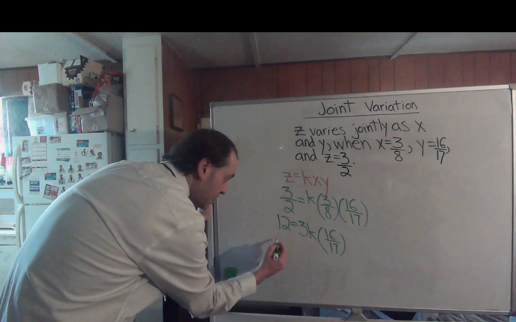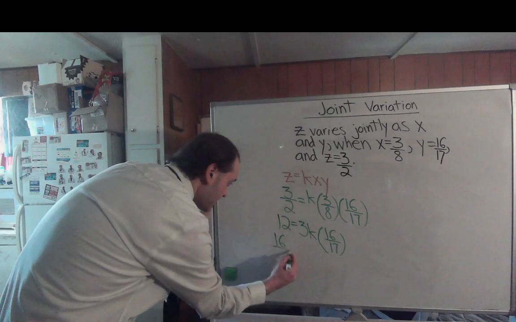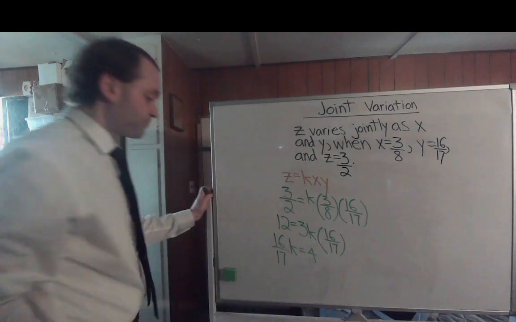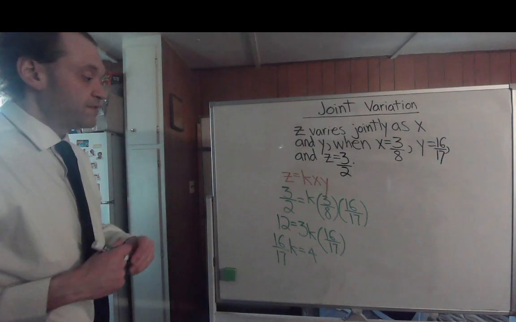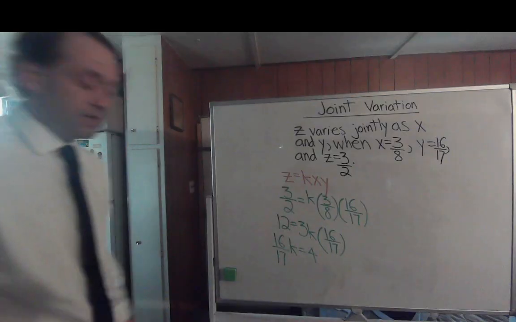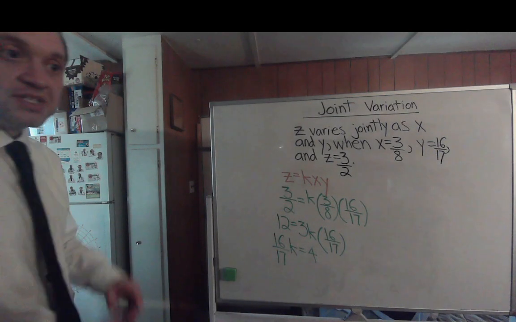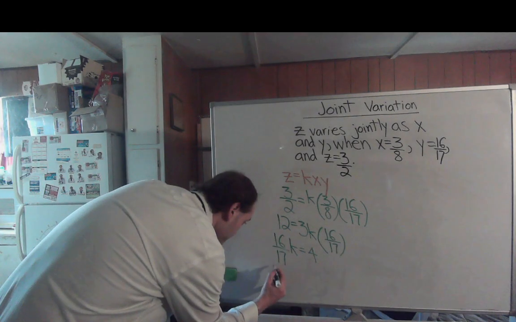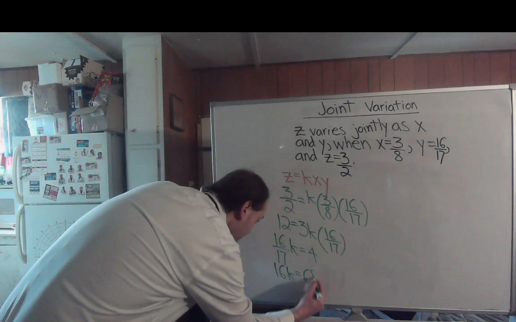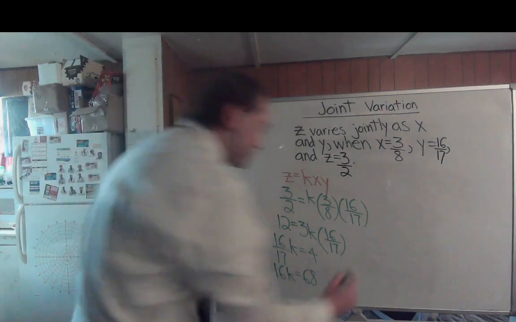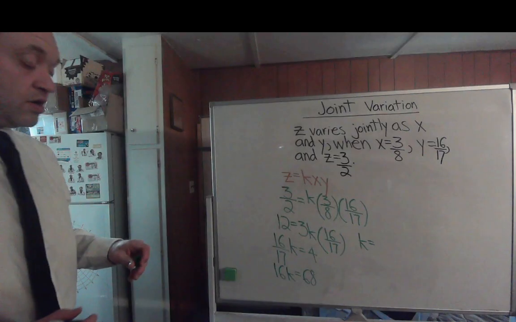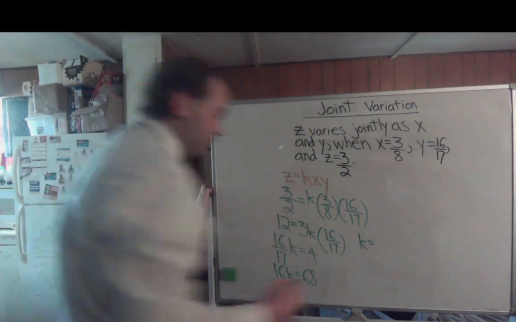This is going to take a few steps, which then means that we divide both sides by 3. That would mean that 16/17 k would equal 4. Okay, now we got to multiply both sides by 17. What is 4 times 17? That'd be 68. So 16k would equal 68. And then we just solve for k. That'd be 68 divided by 16, which would actually be 17/4.